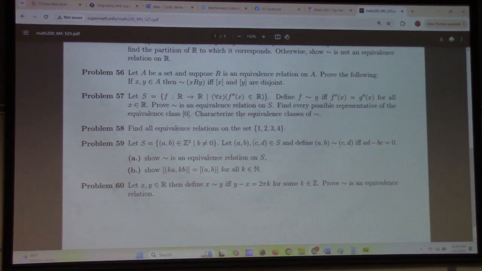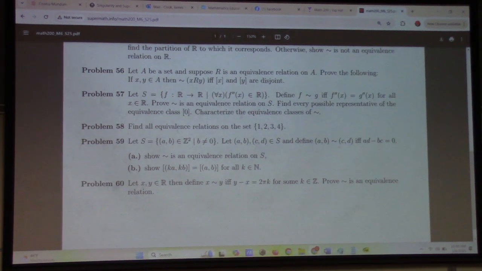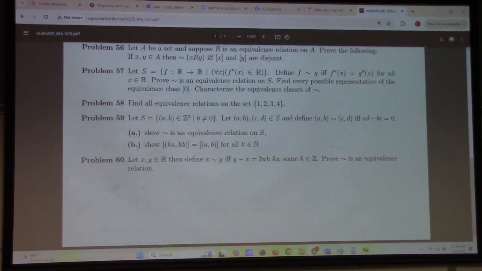Find all equivalence relations on the set {1, 2, 3, 4}. That would have been a very scary question before we had the theorem we have today, right? But with the theorem we have today, that's equivalent to the question of find all possible partitions of the set {1, 2, 3, 4}, right? So, yeah. I'm not sure how many there are. I don't want to think about that much at the moment.